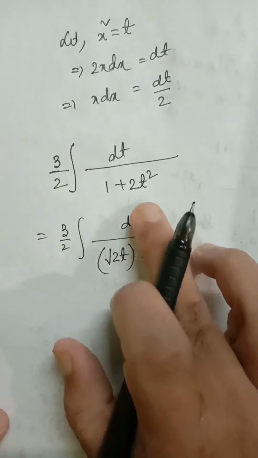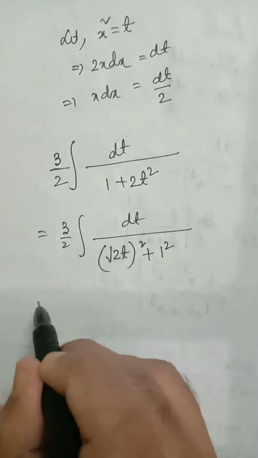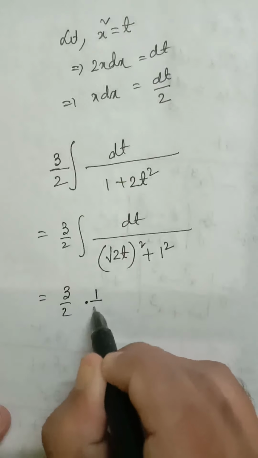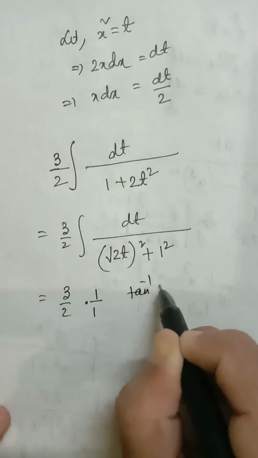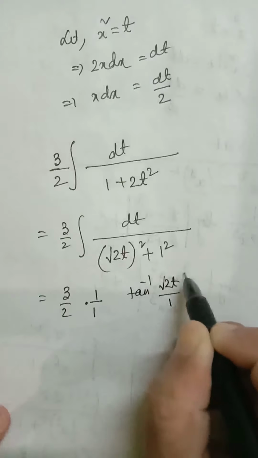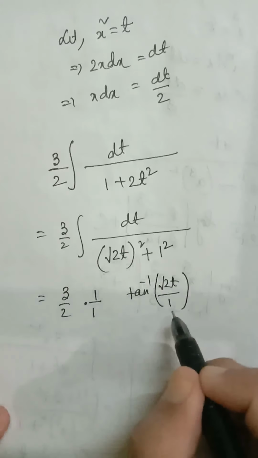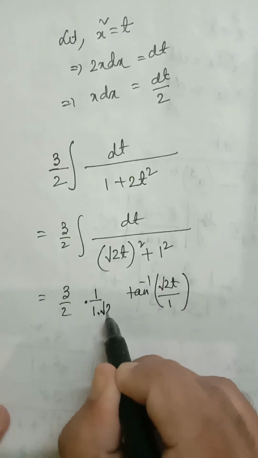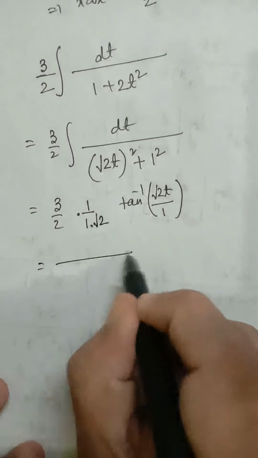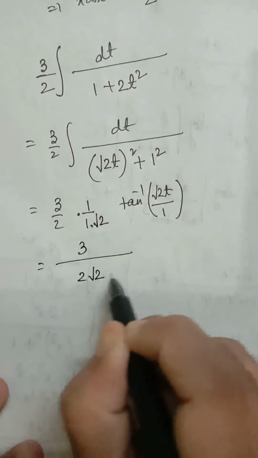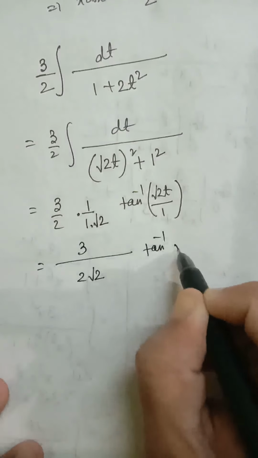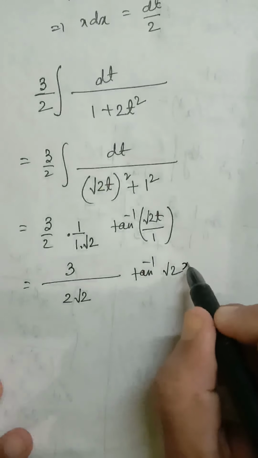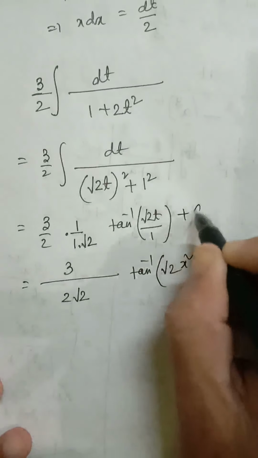This is of the form dx by x square plus a square. And we know the integration of dx by x square plus a square is 1 by a, that is 1 by 1, tan inverse of x by a. Here it will be root 2t by 1, but the coefficient of t is root 2. We have to divide by root 2 also. So the answer will be 3 by 2 root 2 tan inverse of root 2 t, and t is x square, so it will be root 2 x square plus c.